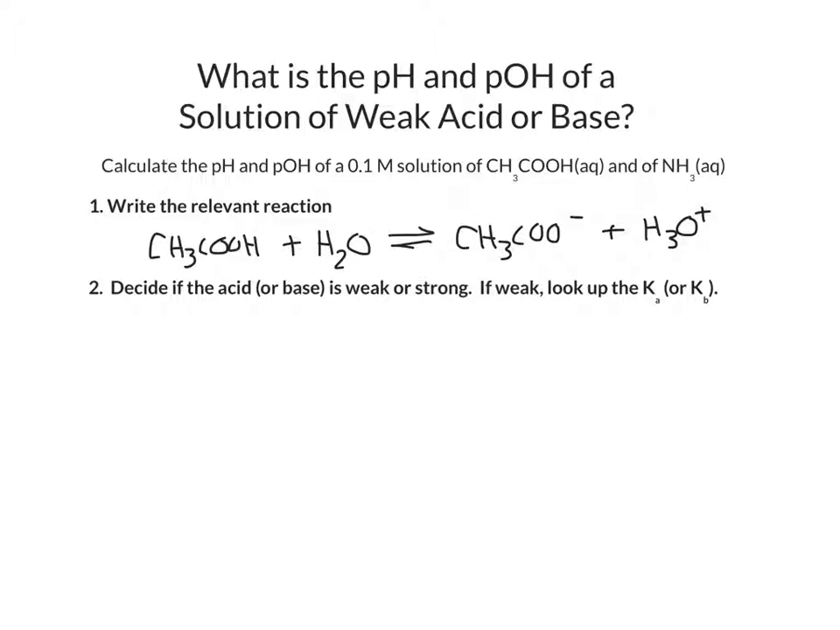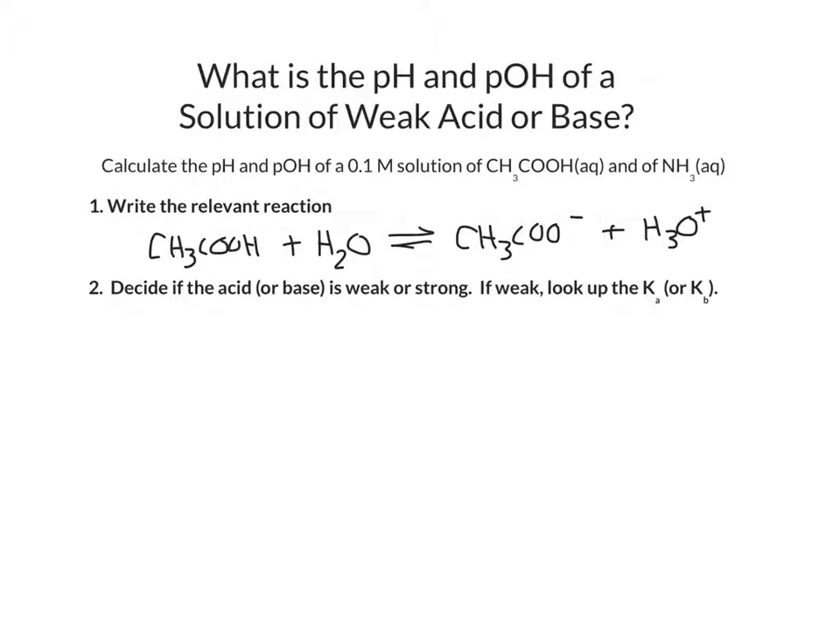Now that we have the reaction written, the next thing to do is to decide if your acid or base is weak or strong. If it's weak, you need to look up a Ka or a Kb because you're going to have an equilibrium problem that you need to solve. And to solve that equilibrium problem, you're going to need some information about that equilibrium, and you're going to need to know the equilibrium constant for the reaction you've written.